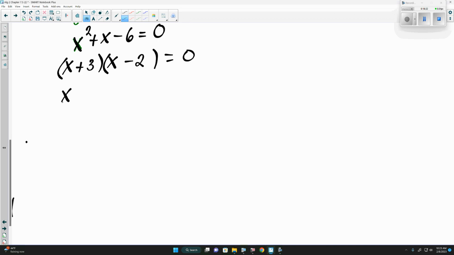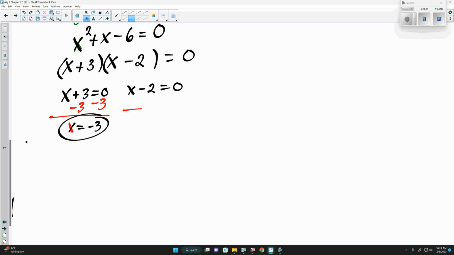Since we have 2 things multiplied together to equal 0, one of them must be 0. At this point here, we can solve. So we'd subtract 3 from both sides, telling us x is negative 3. And for the other one, we would add 2 to both sides, telling us x is equal to 2. And we find that our 2 solutions are negative 3 and positive 2. However, one of these doesn't work. X is equal to 2 does not work, so that means x is equal to negative 3 is our only solution.